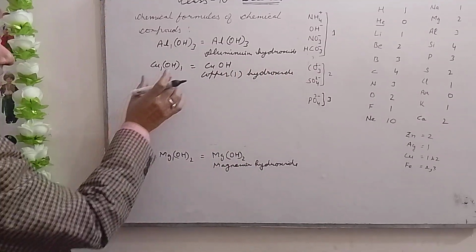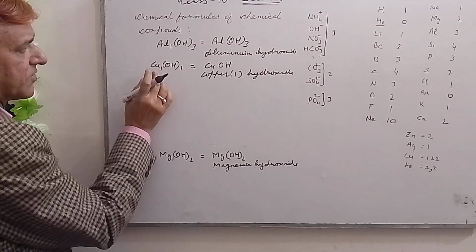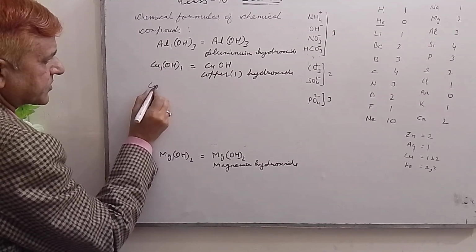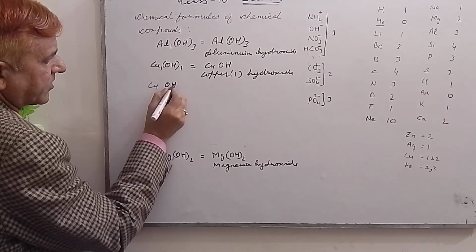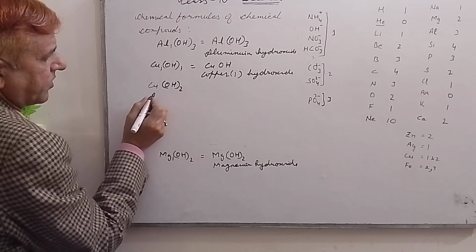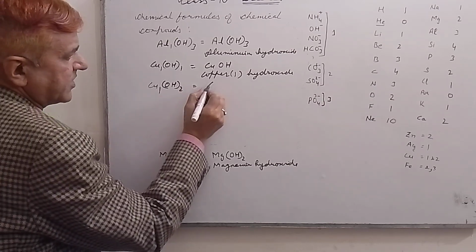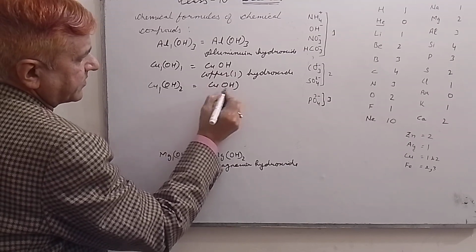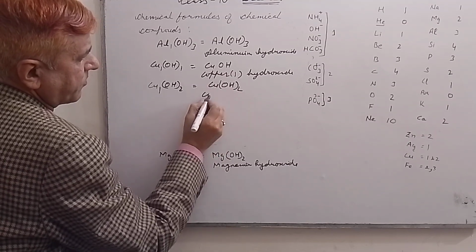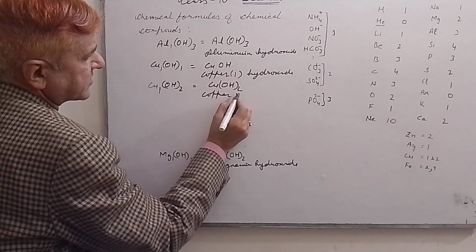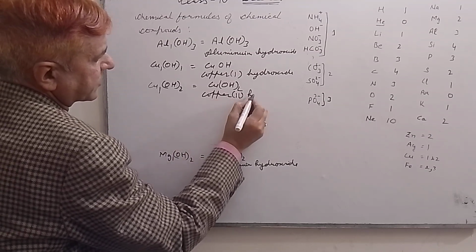Then we will write copper hydroxide but taking valency of copper as 2. So copper hydroxide, valency of copper I am taking 2, hydroxide has 1 valency, so copper hydroxide. This is copper, which valency I have taken? 2, hydroxide.